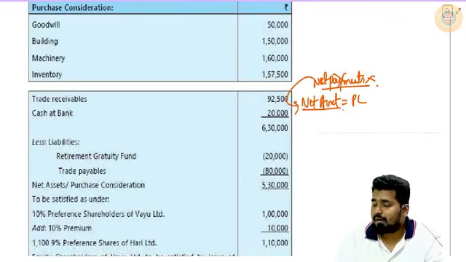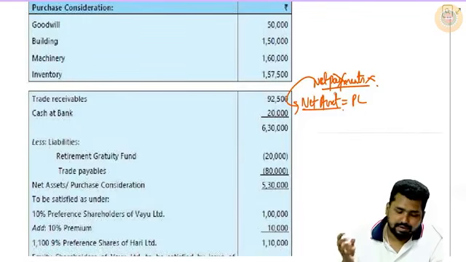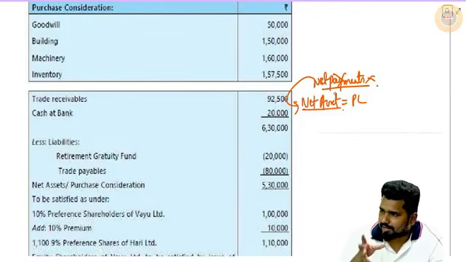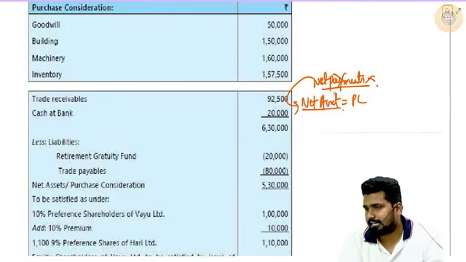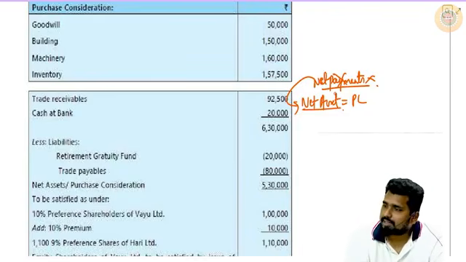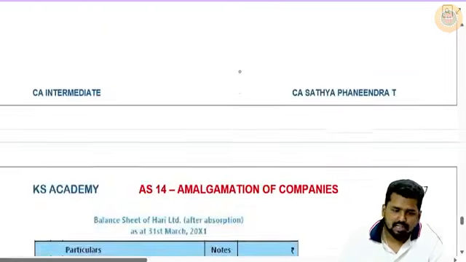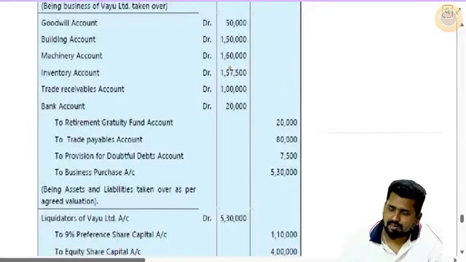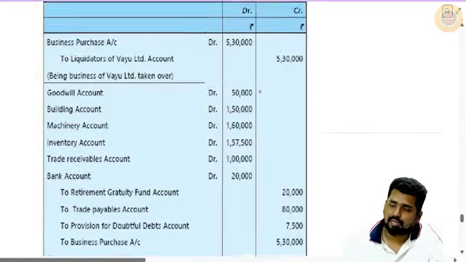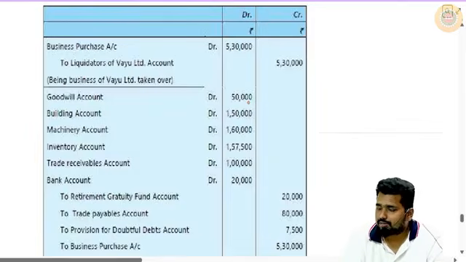Net assets method. In the net assets method we have to take assets at agreed value, or revalued value, or revised value, whatever value they are giving, minus all the outsiders' liability. Then whatever number you get is called net assets, which is equivalent to PC. In this question, we will take all the assets at agreed value. Even though you are the selling company, PC is common for everyone. Only for the realization account you have to take book value.